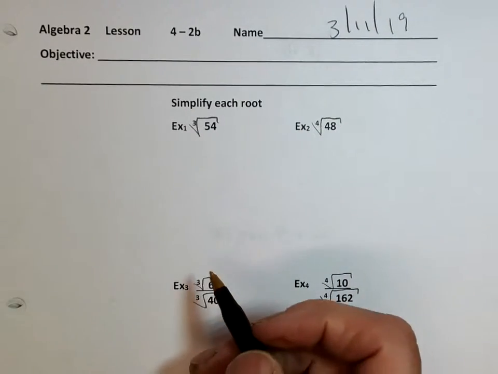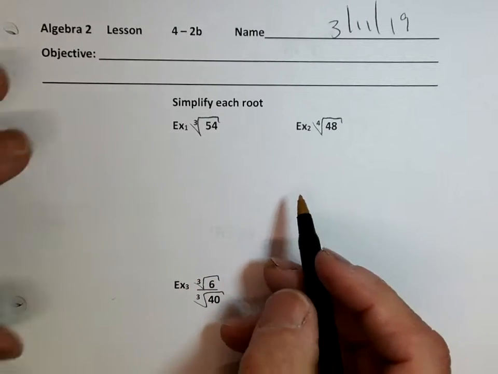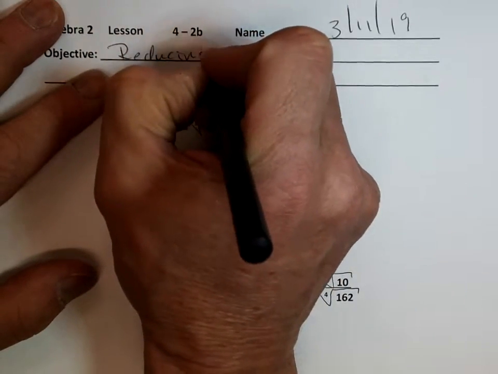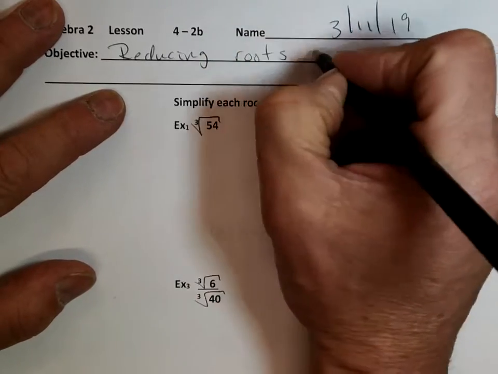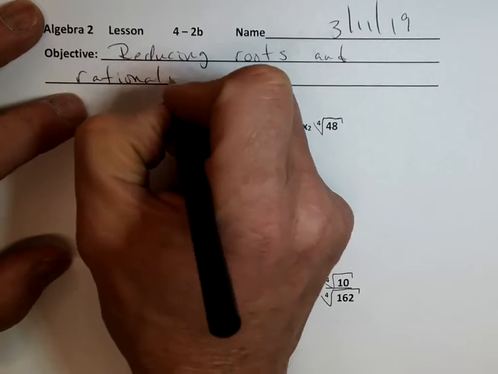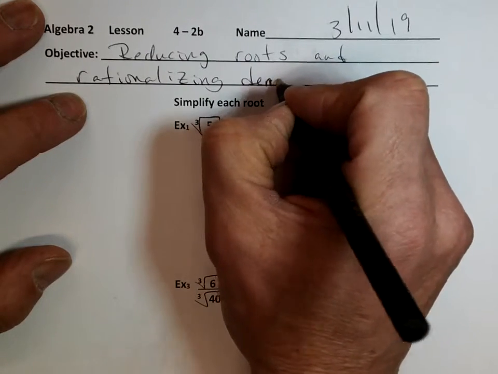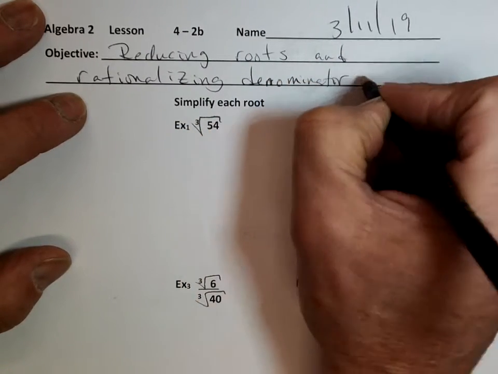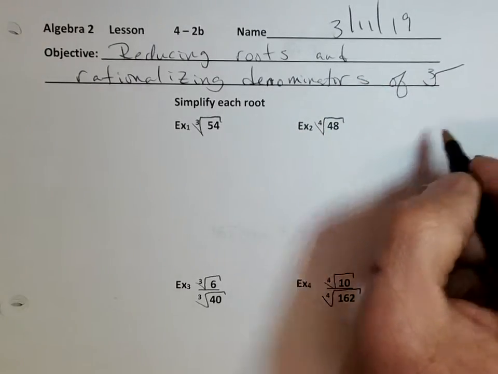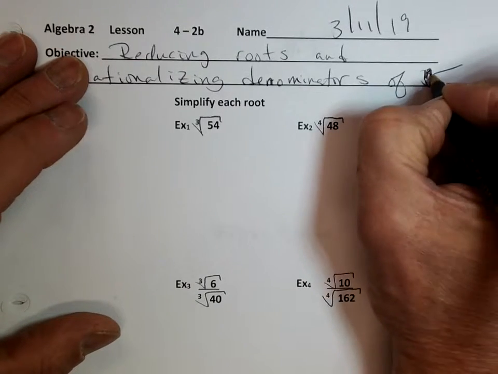Okay, so here's what we want to do. We still want to rationalize denominators, but today it's going to be with cube roots and fourth roots. So what we really want to do is be reducing roots and rationalizing denominators of cube roots, fourth roots, and fifth roots. We'll say of n, we'll go n root, or any root.